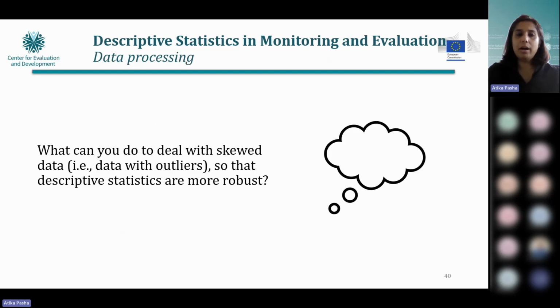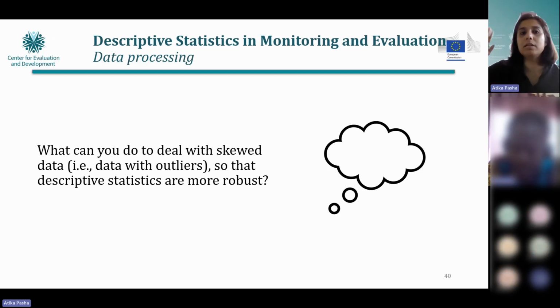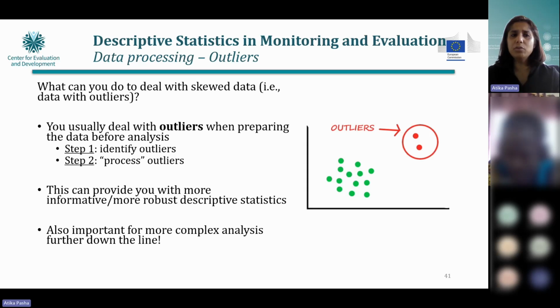Okay, so what can you do to deal with this skewed data? Again, skewness is just having very widely dispersed data, particularly in one direction. Or how do you control for these outliers? And this basically would ensure that you have a more robust descriptive analysis. And to do this, we recommend two steps. First and foremost, try to visualize your data.